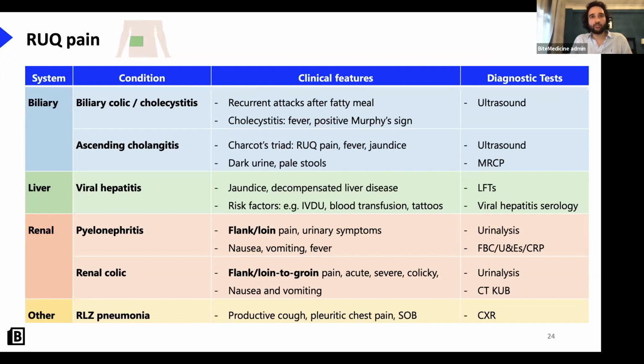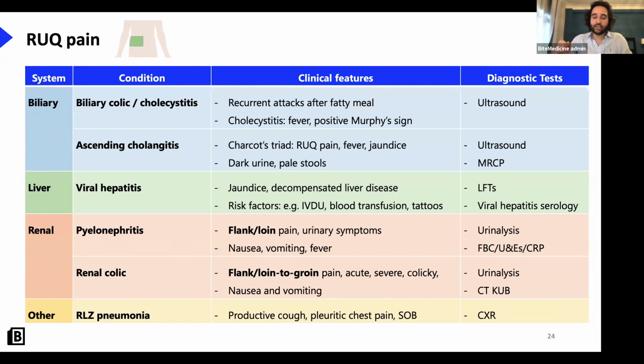Someone's asked me how you differentiate between pyelo and renal colic. Pyelonephritis, most commonly, you're going to have some degree of lower urinary tract symptoms like dysuria. You're often going to have a fever. It's going to be a bit more of a dull ache rather than really severe spasmodic pain. So that colicky severe pain is going to be renal colic.